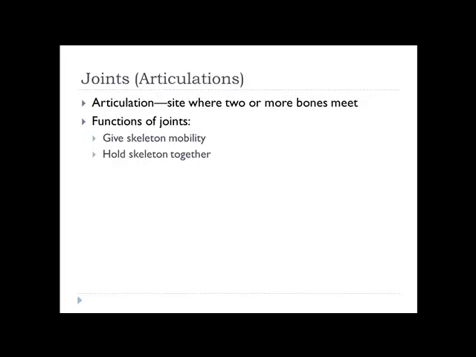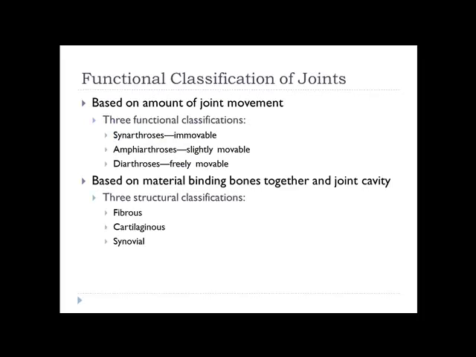Sometimes it's movable, sometimes it's immovable. But the big thing they're there for is to give the skeleton stability, to hold the skeleton together, and so you can move, because as you know, bones don't just bend. So when we classify our joints, they can be classified based on the type of material they are made out of or the movement they have.